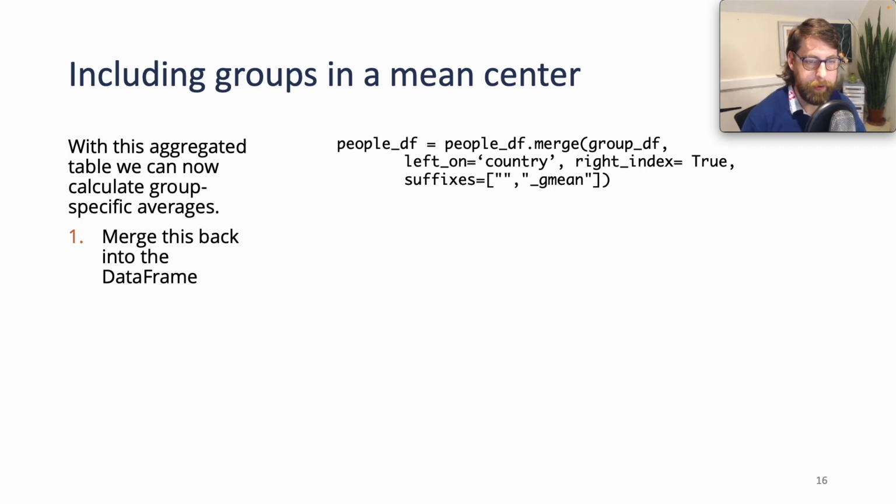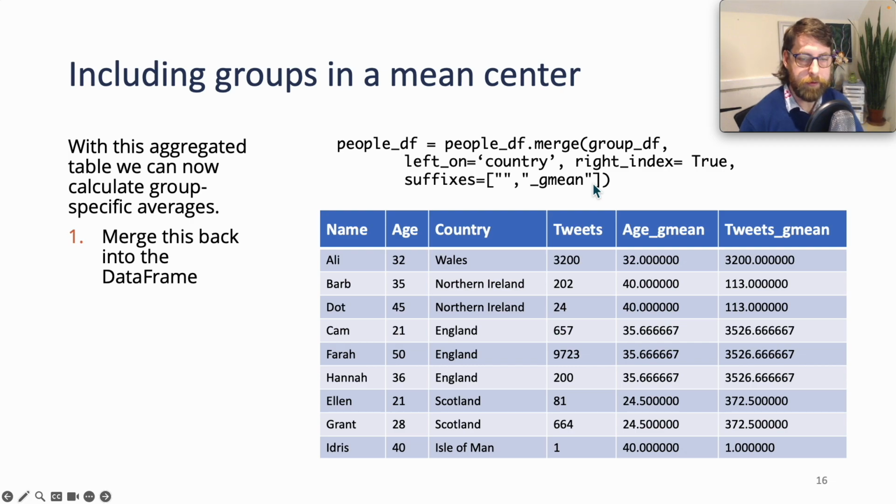And so here's a command for that. You'll also notice we now have this new suffixes parameter right here where I've given this argument. This is what the suffix is going to be for the left-hand side and for the right-hand side. So if we have any variables that we merge in, such as age or tweets, the original one, or the left-hand side one, peopledf, is not going to have a suffix, whereas the right-hand side one, groupdf, is going to have this suffix right here, _gmean. So it's going to look something like that.